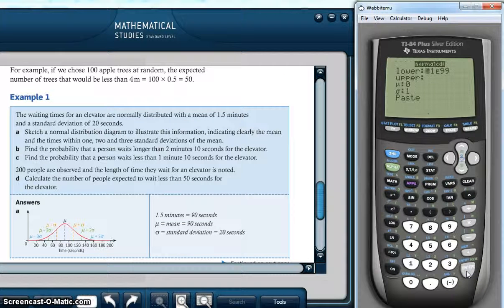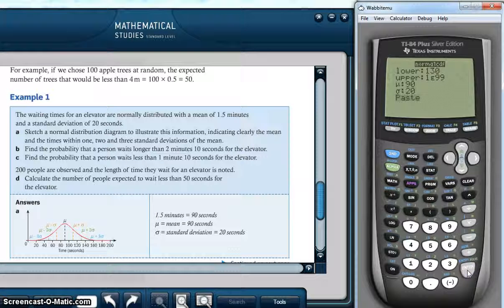Okay? So let's think about this for a minute. My lower bound. If they wait longer than 2 minutes and 10 seconds, then 2 minutes and 10 seconds is my lower bound, which is 130 seconds. My upper bound needs to be as large as possible, so I put 1 times 10 to the power of 99. My mean, 90 seconds. My standard deviation was 20.